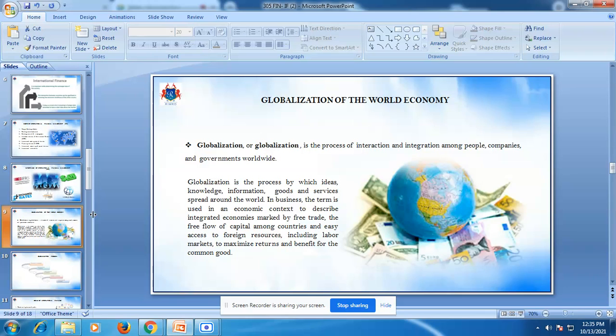The next feature of globalization is global orientation in strategy, organization structure, organization culture, and managerial expertise. The last feature of globalization is setting the mind and attitude to view the entire globe as a single market. These are all the features of globalization.